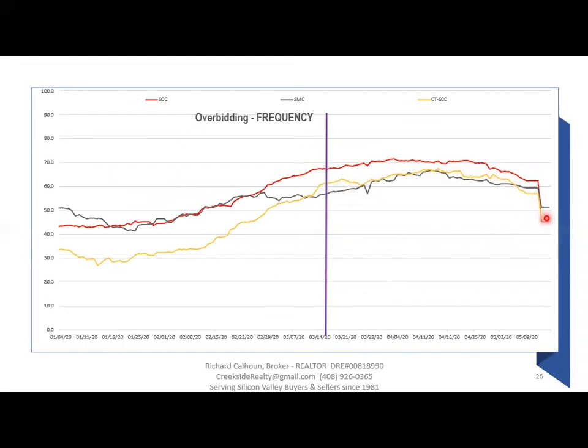So now that we've basically closed all the properties that were negotiated prior to the announcement of shelter in place, we're seeing the frequency of overbidding dropping down fairly significantly. And I expect with the level for 3 weeks and the level for 1 week to be lower, I expect the data point for next week for the 5-week to continue to come down.